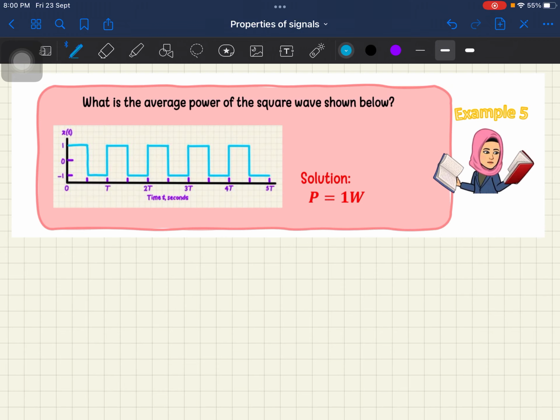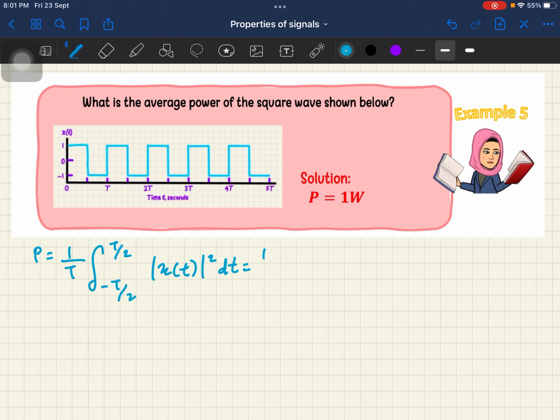In this video, I'm going to show you the solution to example 5 from chapter 1 of our handout. In this question, we are asked to determine the average power of this given square wave signal. If you remember from our handout or even from our lecture, to calculate the average power of a given signal, we use this integration formula: 1 over T, integral from minus T over 2 to T over 2 of x of t squared dt.